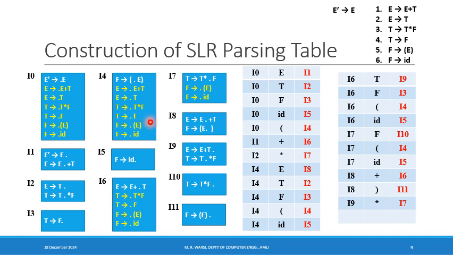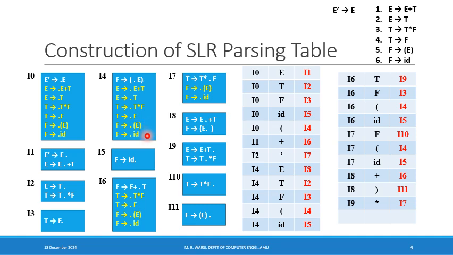If we examine the existing state, I4 state is already containing this LR0 item: capital F derives opening bracket dot capital E bracket close. So from I4 on opening bracket, I will remain in the I4 state.